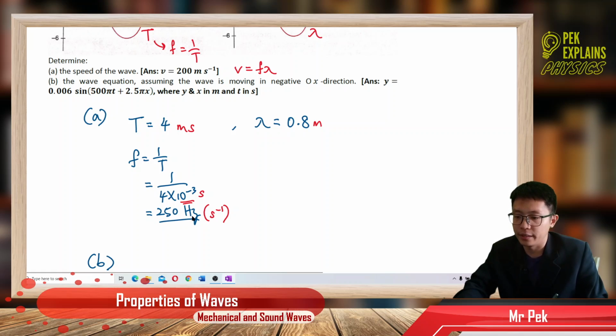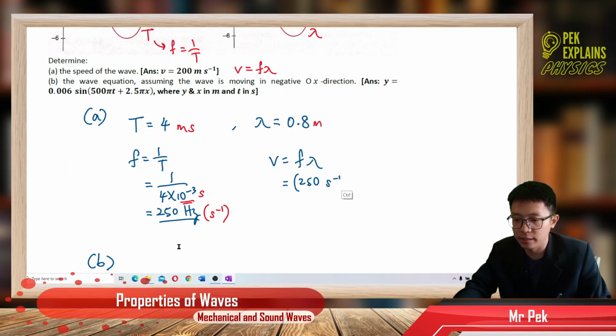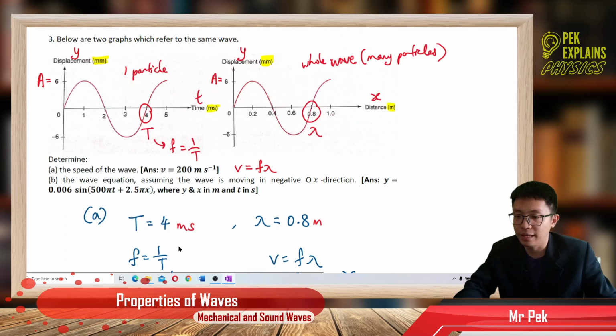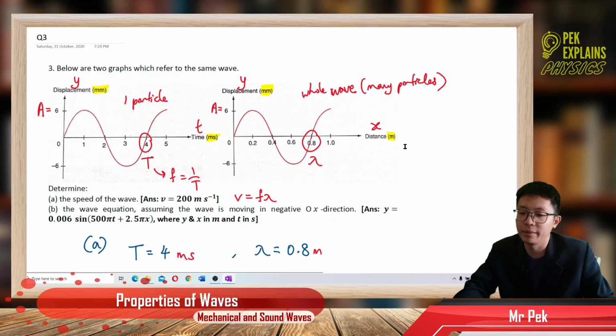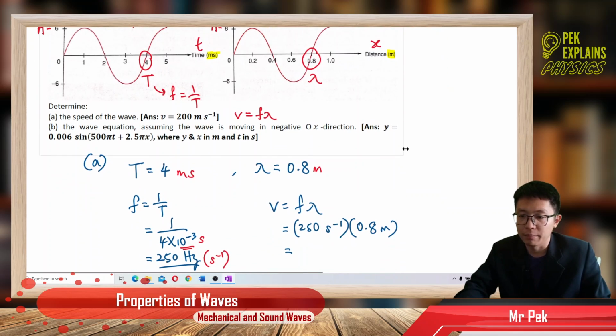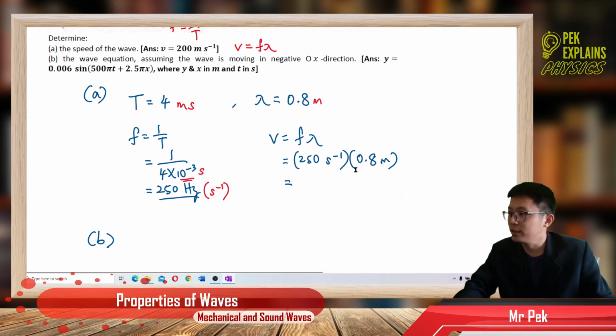And then I have the lambda in meter. So now I can find the wave speed. v equal to f lambda, which is 250 per second, that is the frequency, multiplied by the lambda, which is 0.8 meter. Lambda is in meter. So what's my answer? 200 meter per second.